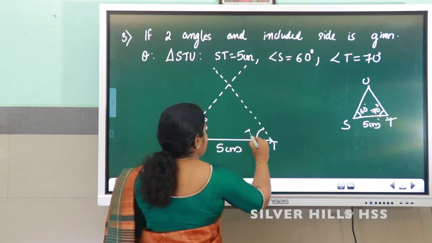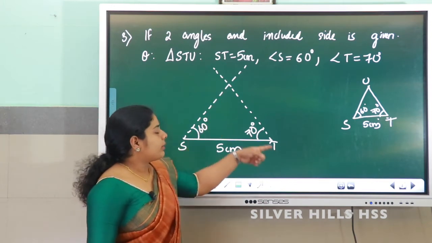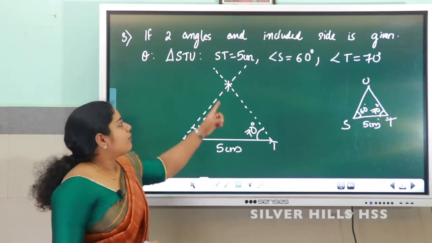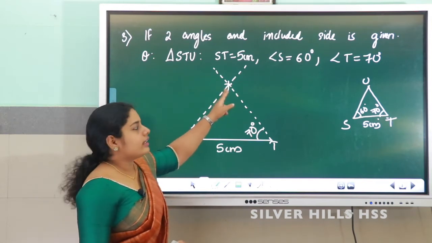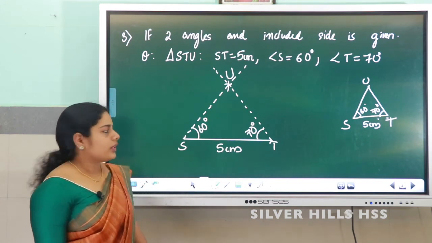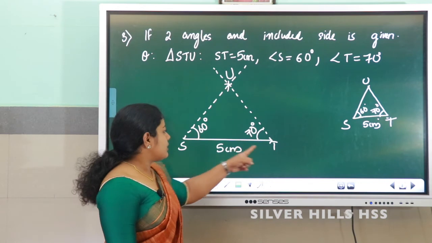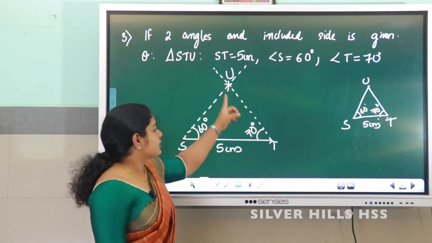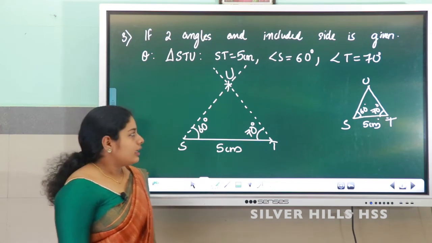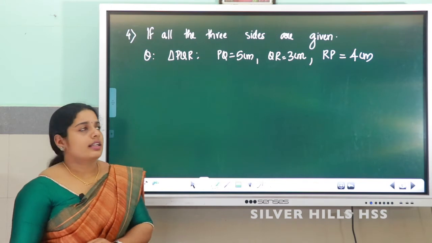Now we can see that these two lines from S and T meet at a single point. So we have to use this point as the point U. This will be the point U. So you can see the triangle STU where ST is 5, angle S is 60 and angle T is 70 degree. Okay. Now the last one is if all the three sides are given.